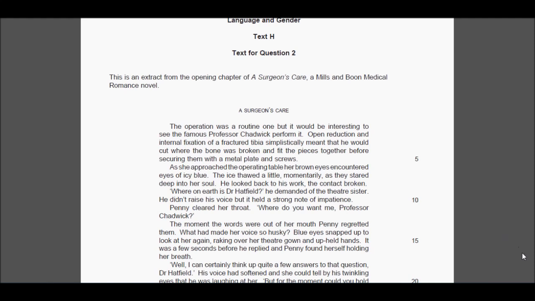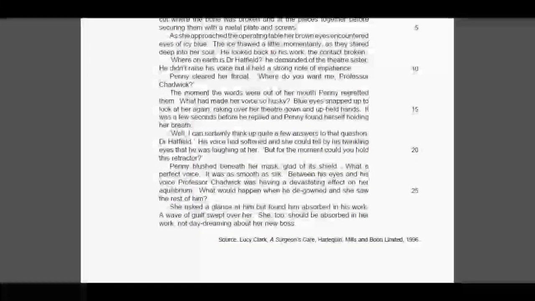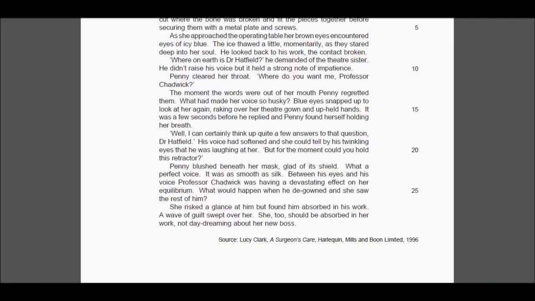Penny cleared her throat. "Where do you want me, Professor Chadwick?" The moment the words were out of her mouth, Penny regretted them. What had made her voice so husky? Blue eyes snapped up to look at her again, raking over her theatre gown and upheld hands. It was a few seconds before he replied, and Penny found herself holding her breath. "Well, I can certainly think up quite a few answers to that question, Dr. Hatfield." His voice had softened, and she could tell by his twinkling eyes that he was laughing at her. "But for the moment, could you hold this retractor?"